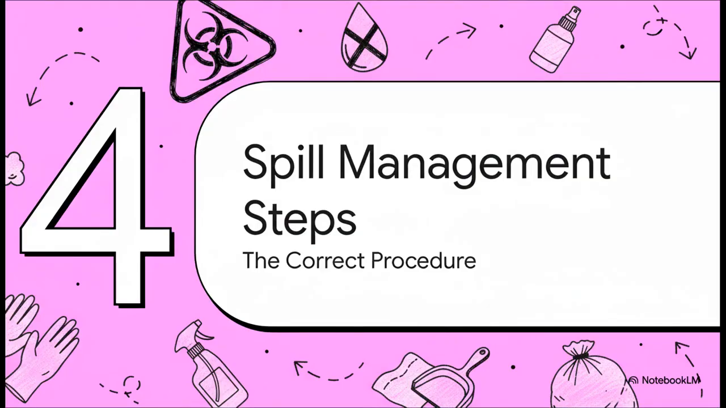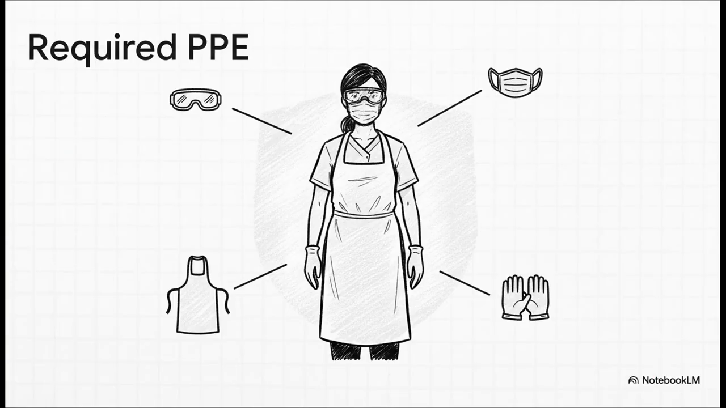Section 4, let's get into the step-by-step of managing a spill. This is the clear, actionable framework you need to follow every single time. First things first, before you even get close to the spill, you have to put on your PPE. Full personal protective equipment is mandatory. We're talking a plastic apron, disposable gloves, a face mask, and eye protection, like goggles or a visor to protect you from any splashes. This barrier is absolutely essential.